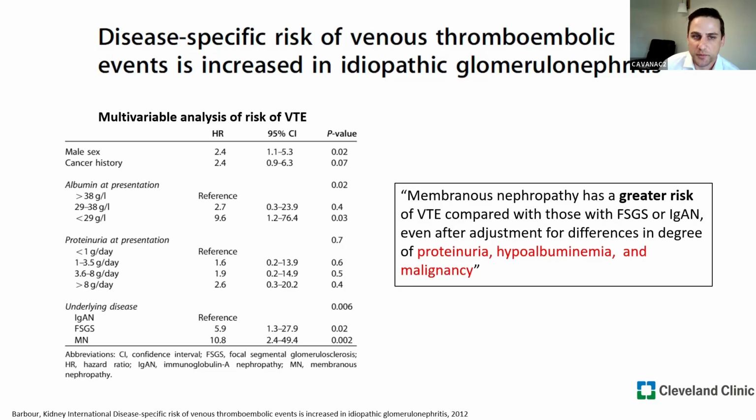So the disease-specific risk factors for VTE: in this multivariate analysis of that data, the authors and investigators concluded that membranous does have a greater risk of VTE compared to FSGS or IgA, as I previously showed you, even after adjustment for degree of proteinuria, hypoalbuminemia, and malignancy. So there's something about membranous that makes it more thrombogenic. Let's explore that a little bit.